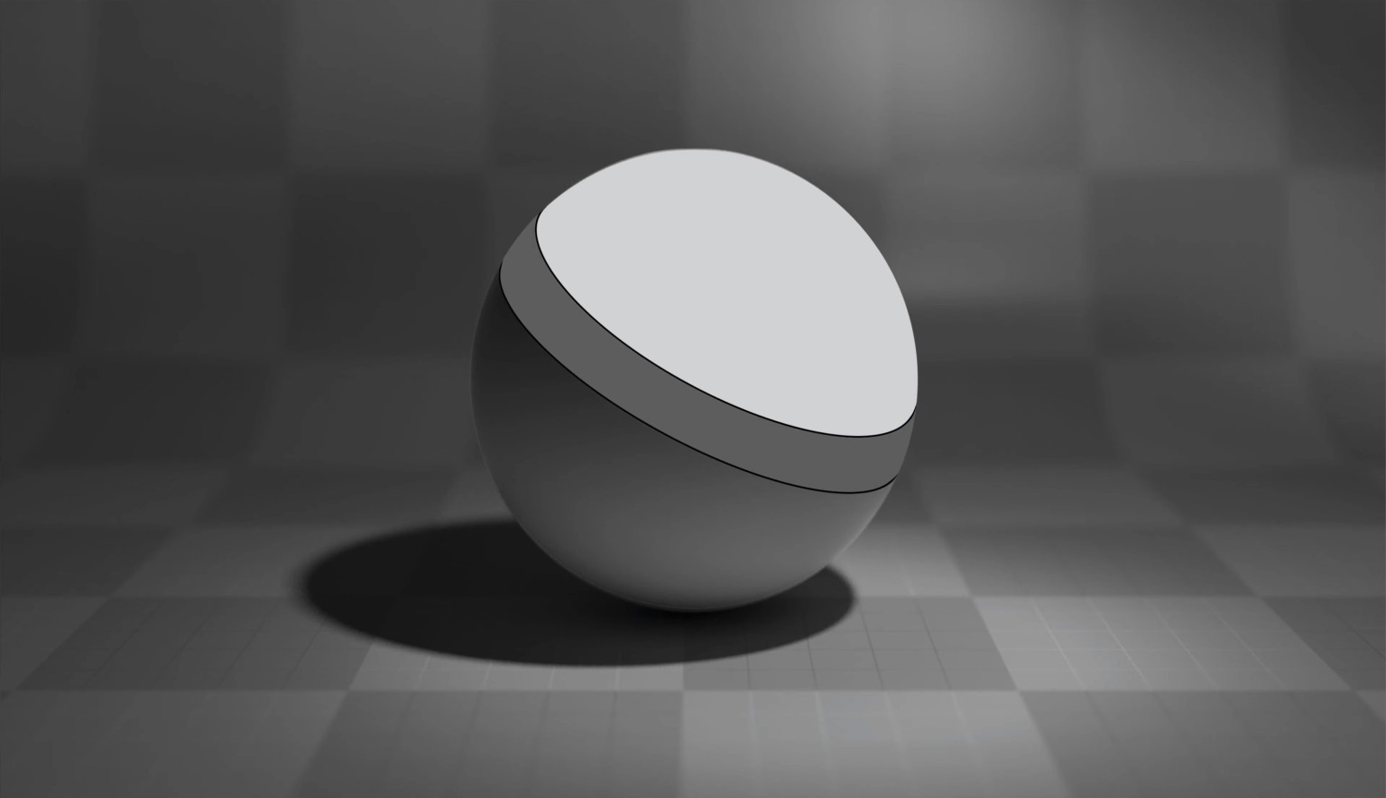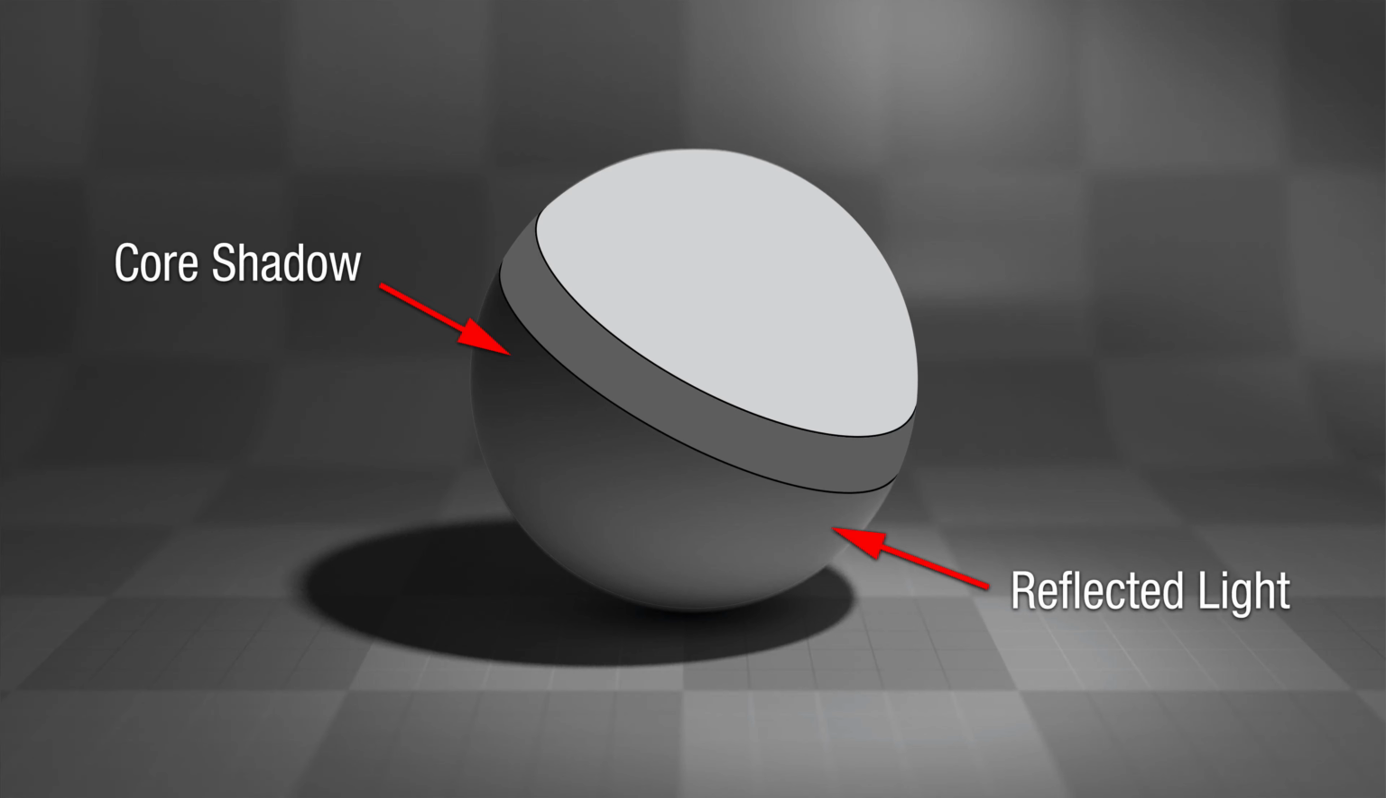The shadow family consists of at least 3 things: the reflected light, core shadow, and cast shadow. If we could only add one of these to our value groups, which one would you choose? Would you add the core shadow? Would you add the reflected light? Or would you add the cast shadow?